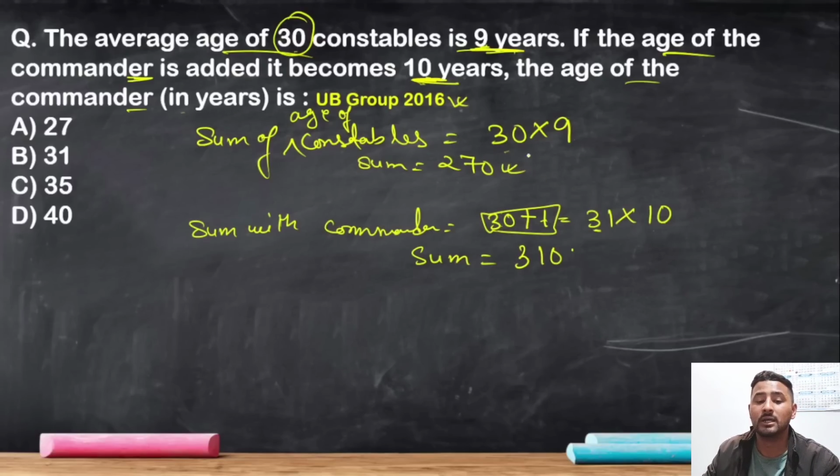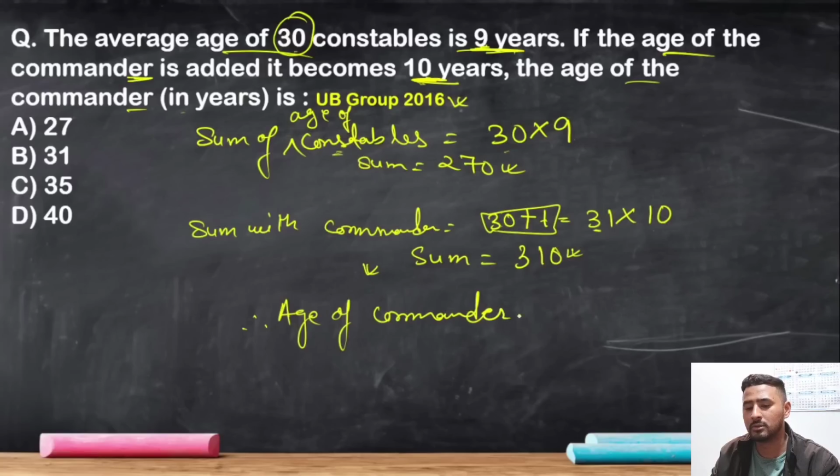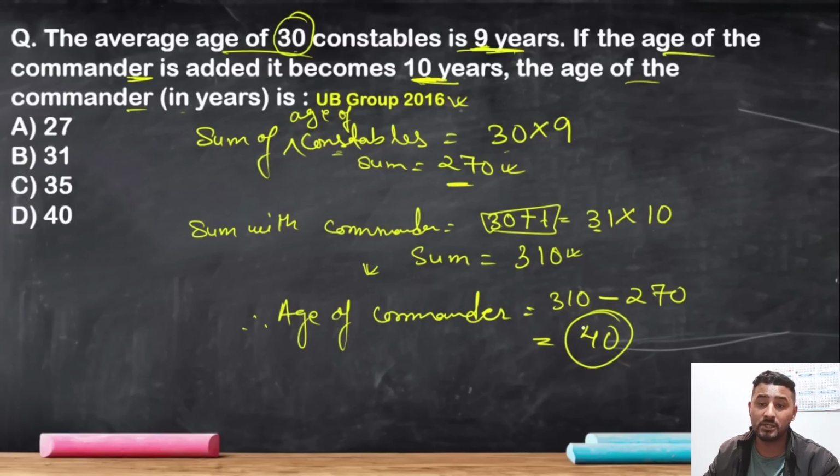See, this is the sum of the ages of the constables, and this is the sum with the commander, right? So just looking at this, you will answer 310 minus 270. The age of the commander will be the sum with the commander, 310, minus the sum of the age of the constables, 270. When you subtract, you get 40. So the age of the commander is 40. Option number D. This has already come in UB Group 2 2016. Okay, I hope it is clear.